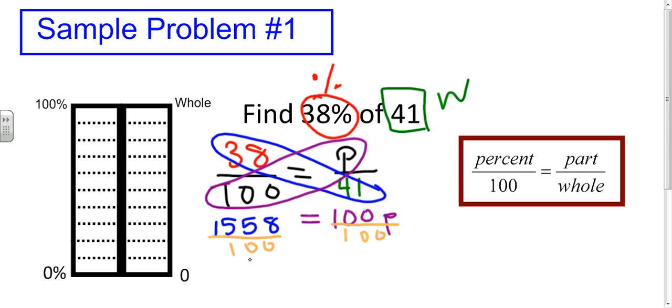And I see that 15.58 is equal to p. So my part is 15.58. We look back at the original problem, find 38% of 41. 38% of 41 is 15.58.